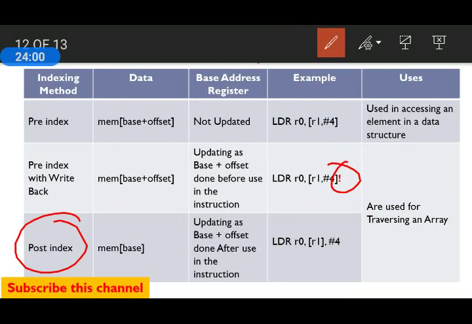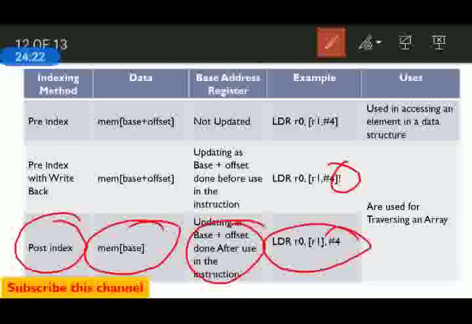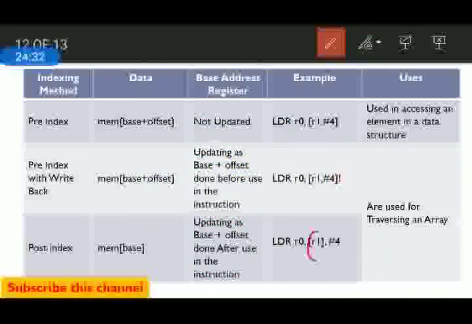Next, the post-index, in which the data is accessed using the base address register value. That is, the offset value is not added to the base address register value to get the effective address. But the address updating is done after the use of that base address register value. You can see this example which we have already discussed. In this you can see that the base address register, R1, is the only component inside the square brackets, and the offset value is present outside.